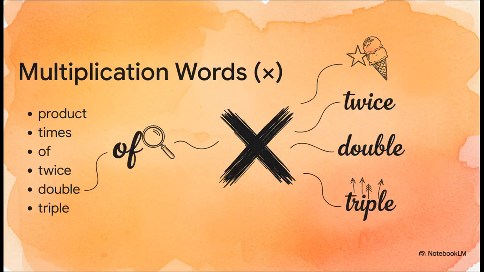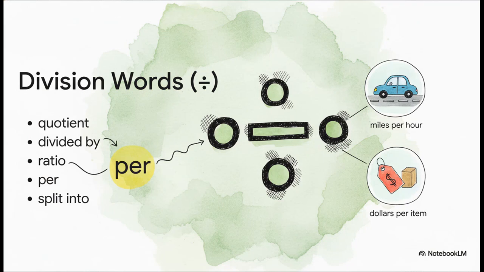Now for multiplication. Here's a sneaky one you got to watch out for. The word of. It's tiny, but it's super important. It almost always means you need to multiply. Like if I say half of a number. And then you have the easy ones, right? Twice or double are just quick and easy shortcuts for saying times 2. And last but not least, division. The big keyword is quotient, but the one you'll probably see most in real life is per. Think about it. Miles per hour, dollars per item. Whenever you see that word per, that's your cue. It's a signal for division.